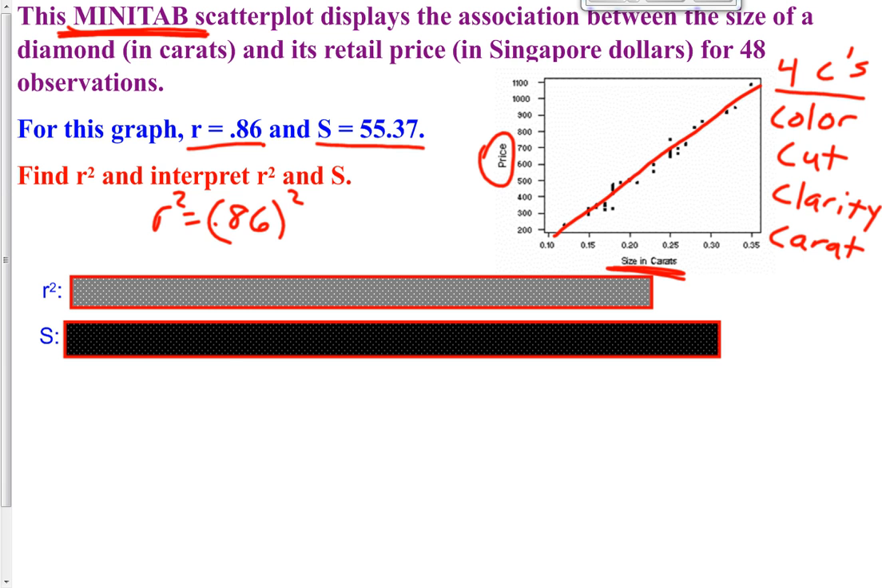So when we square r, we would get r squared equals 0.74. So as a percent, this is 74%. So 74% of the variation in the y variable, price, is accounted for by the least square regression line.